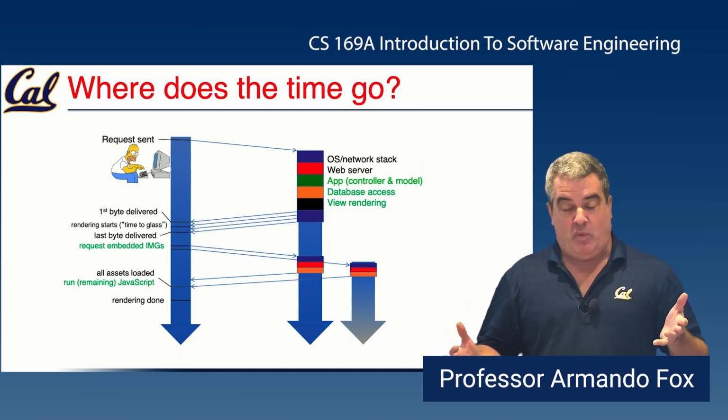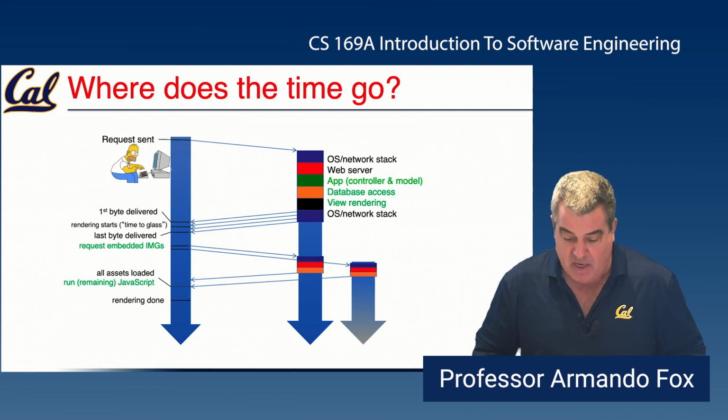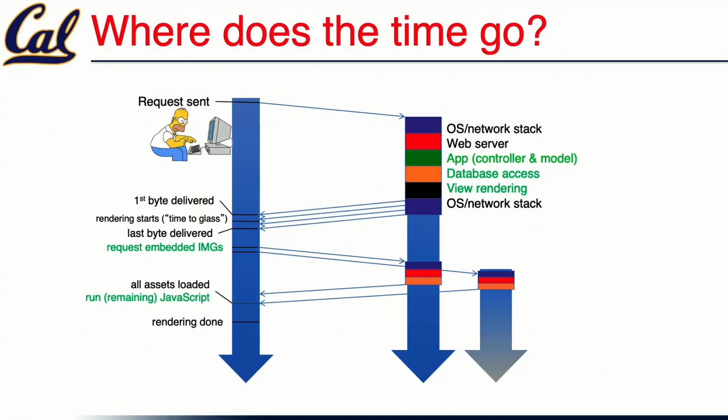Then the view has to be rendered, right? The HTML or whatever has to be prepared to be sent back to the user. And that has to go back out through the network stack. And once all of those things have happened, the first byte, conceptually, is getting delivered back to the user's browser. But you can't really do anything with the first byte, right? There's a certain minimal amount of the page that you need to have before you can draw anything. So the total amount until everything is done is the overall response time.